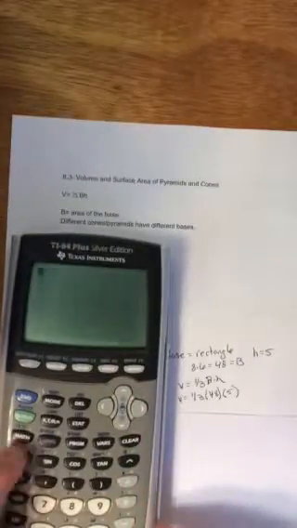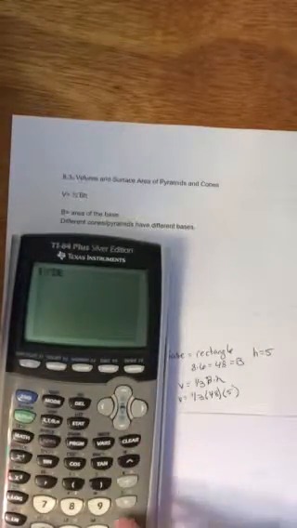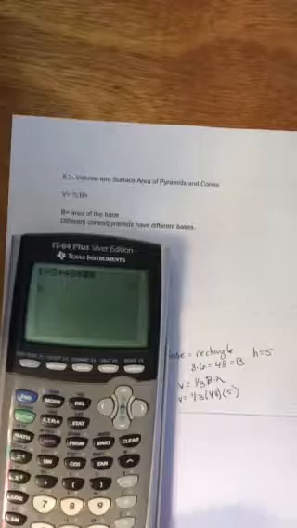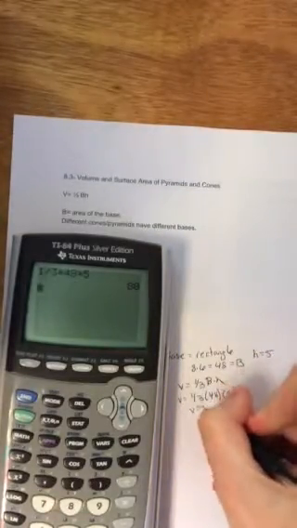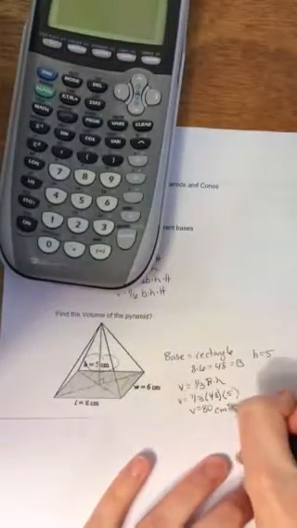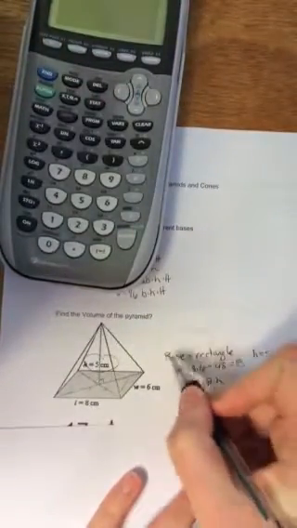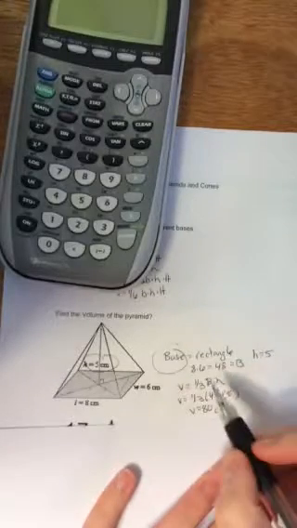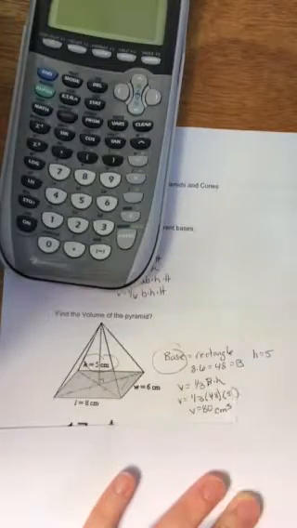Alright, so then I'm going to do 1/3, which is just simply 1 divided by 3, times 48 times 5. So that's a nice 80. And there's units, so this would be 80 centimeters cubed. Okay, so the first step is finding your base. Second step, plugging in the base, plugging in the height.